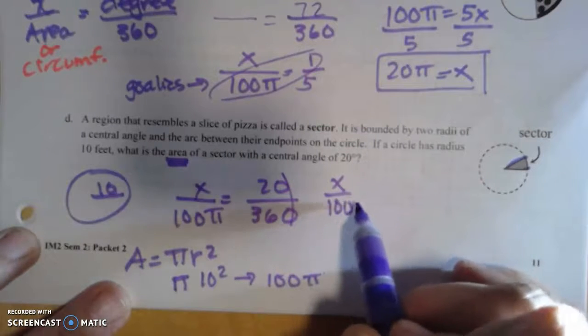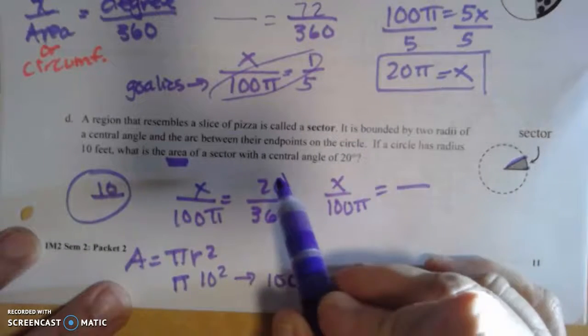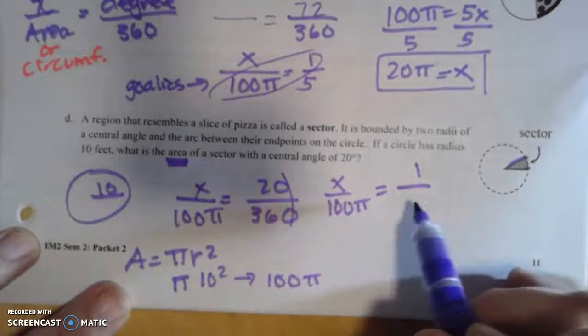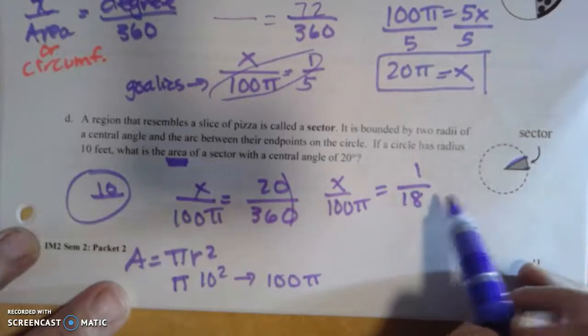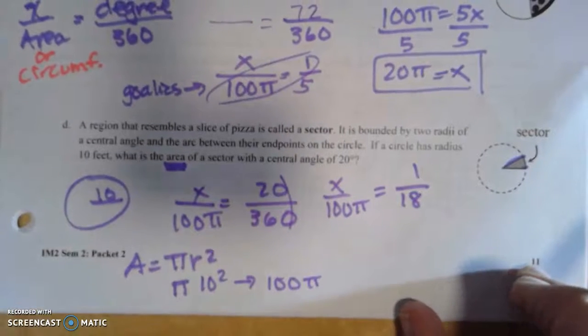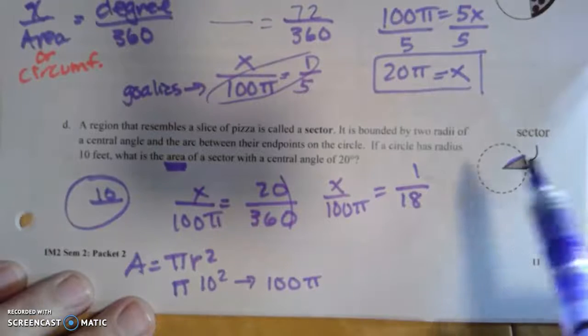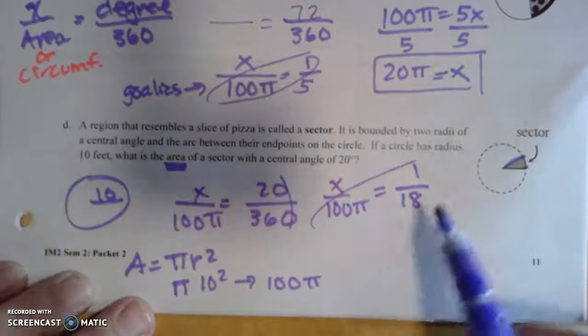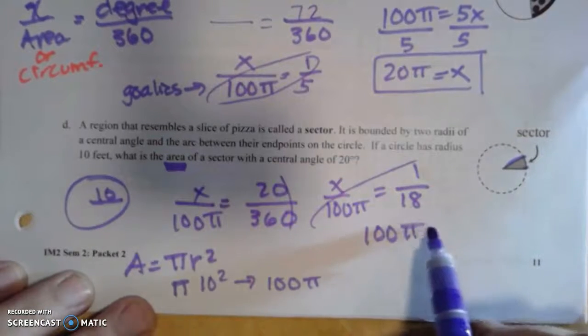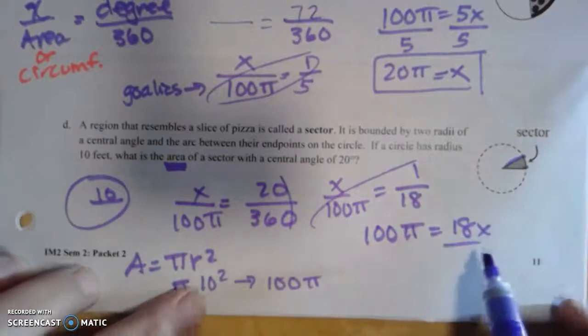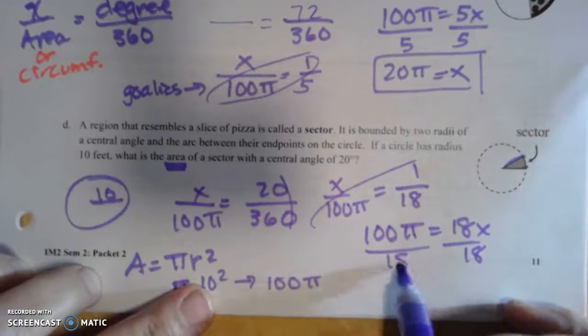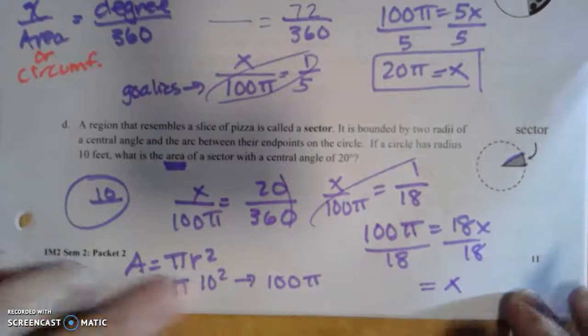And then I can reduce it even further. 2 goes into 2 once. 2 goes into 36 18 times. So 1 over 18. I do cross products, and we're going to get 100 pi equals 18x. Divide both sides by 18. Ooh, not a nice, clean, easy number.